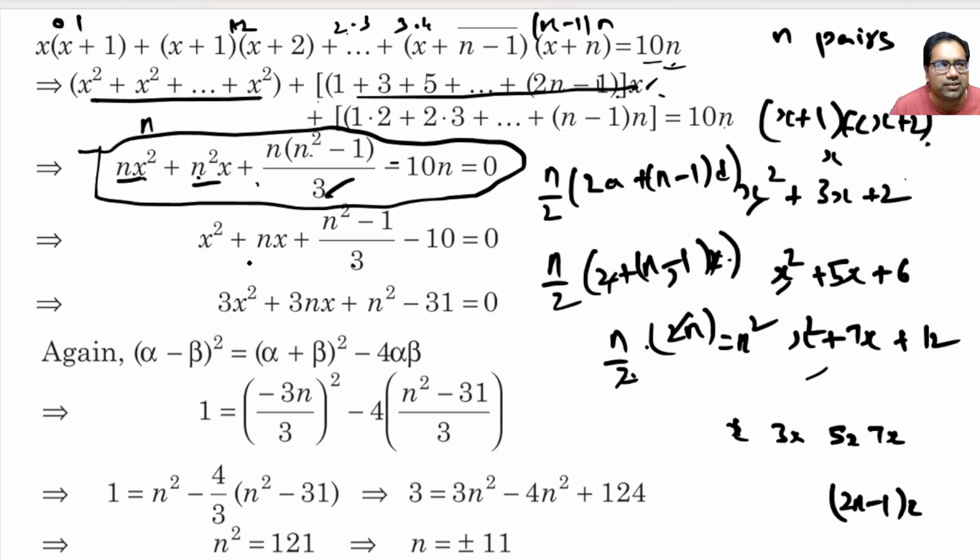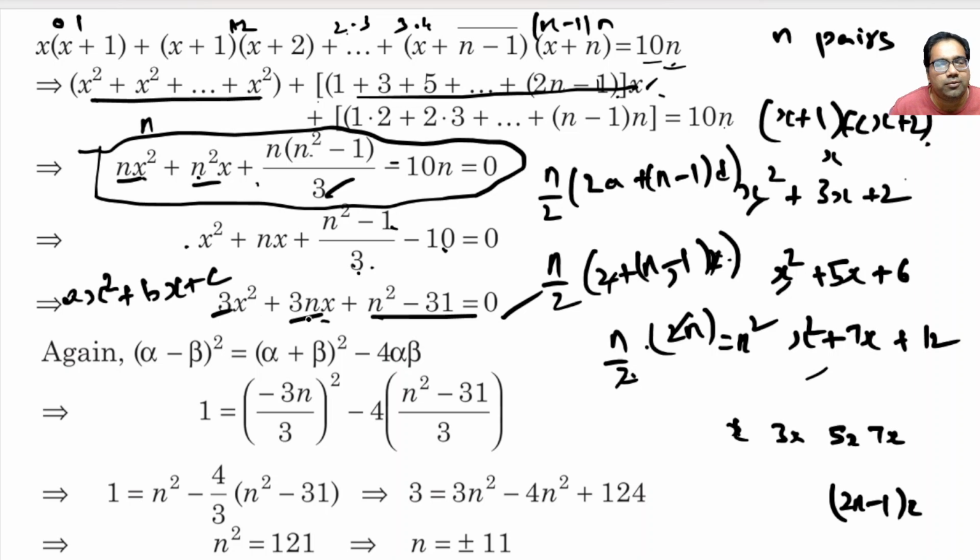Let us further simplify this. If we take this 3 into x square, 3x square plus 3nx plus n square minus 1 minus 3 times 10, which is 30. Right, this minus 1 and that minus 30 will together become minus 31. So this is the simplified equation. This is in the form of ax square plus bx plus c. Okay, a is this, b is this, c is this. Now this is the simplified form of the quadratic equation.